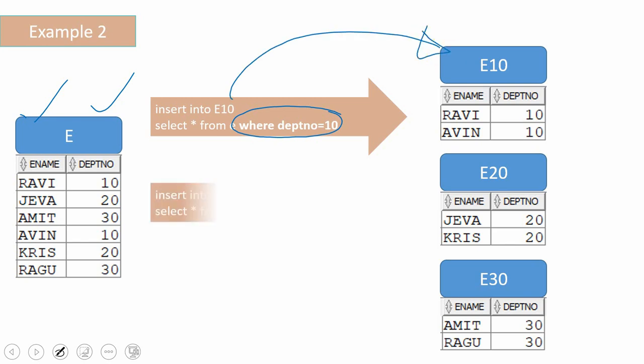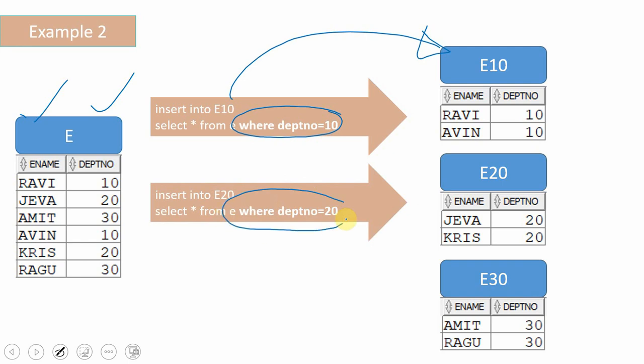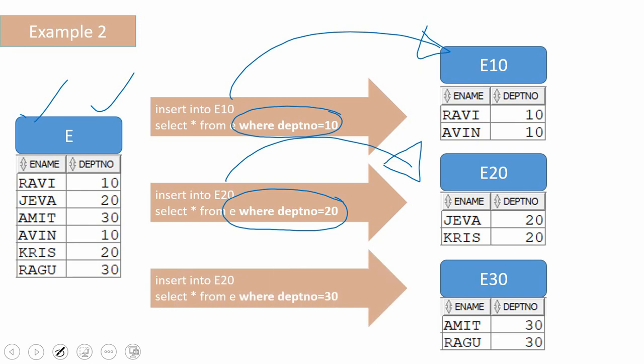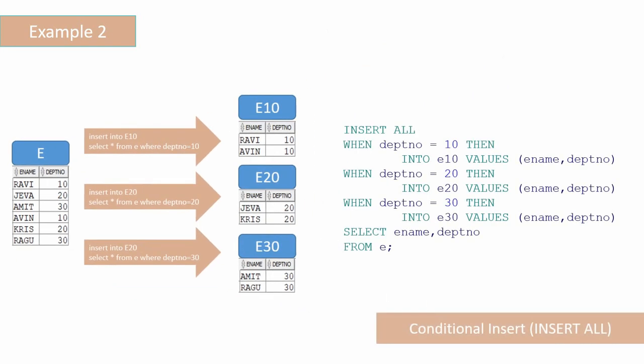Similarly, we will write one more insert statement to select the employees who are working in department 20, and then we will insert into the table E20. Similarly, we will write one more insert statement to select the employees who are working in department 30, and then we will insert into the E30 table.